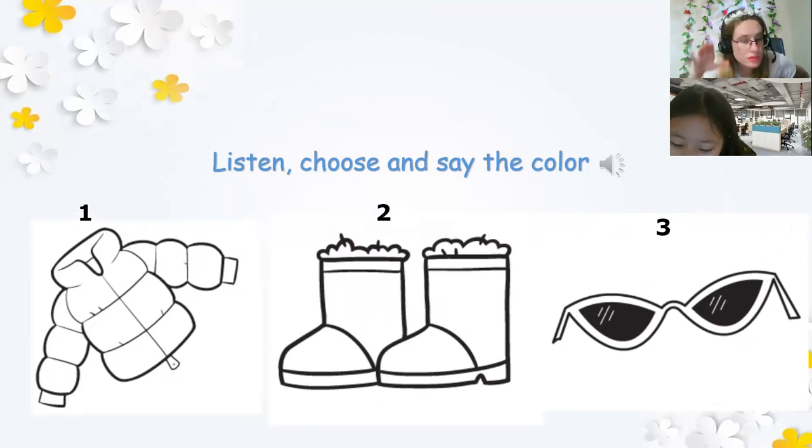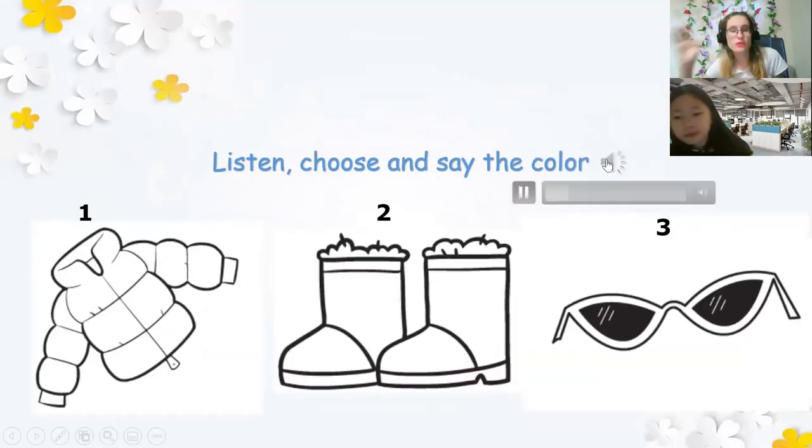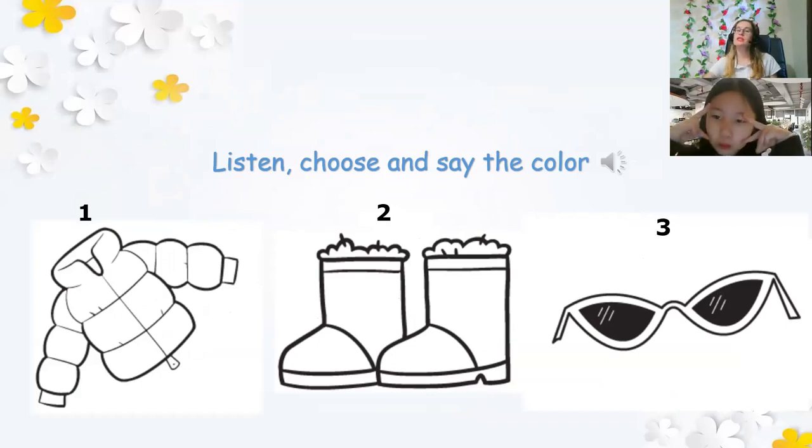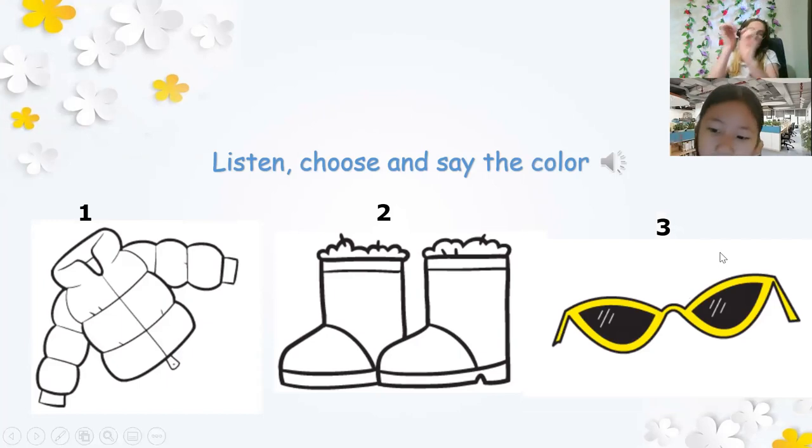It's rainy. Color the boots green. Which one is boots? Number 2. Very good. Good job. It's sunny. Color the sunglasses yellow. Which one is sunglasses? Number 3. Yeah, good job.